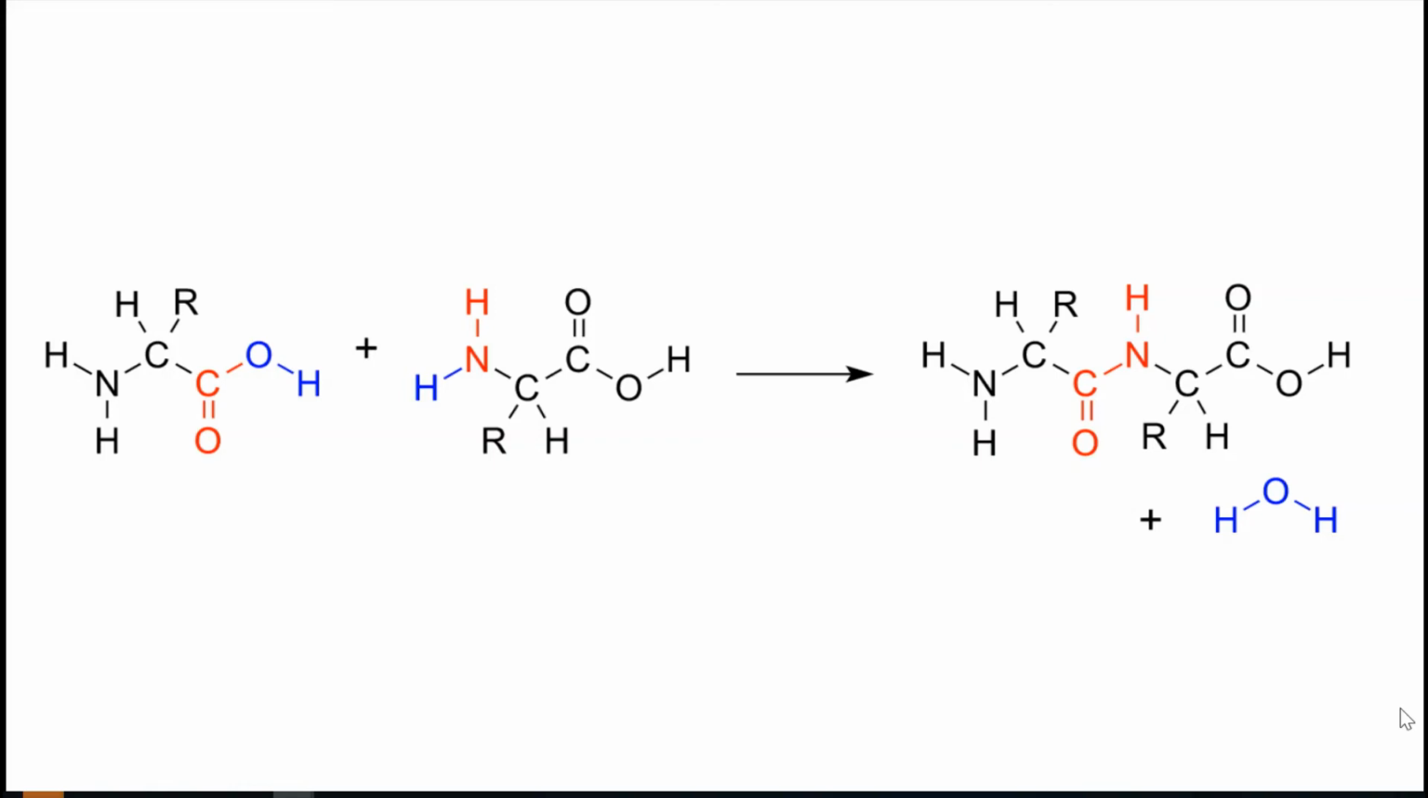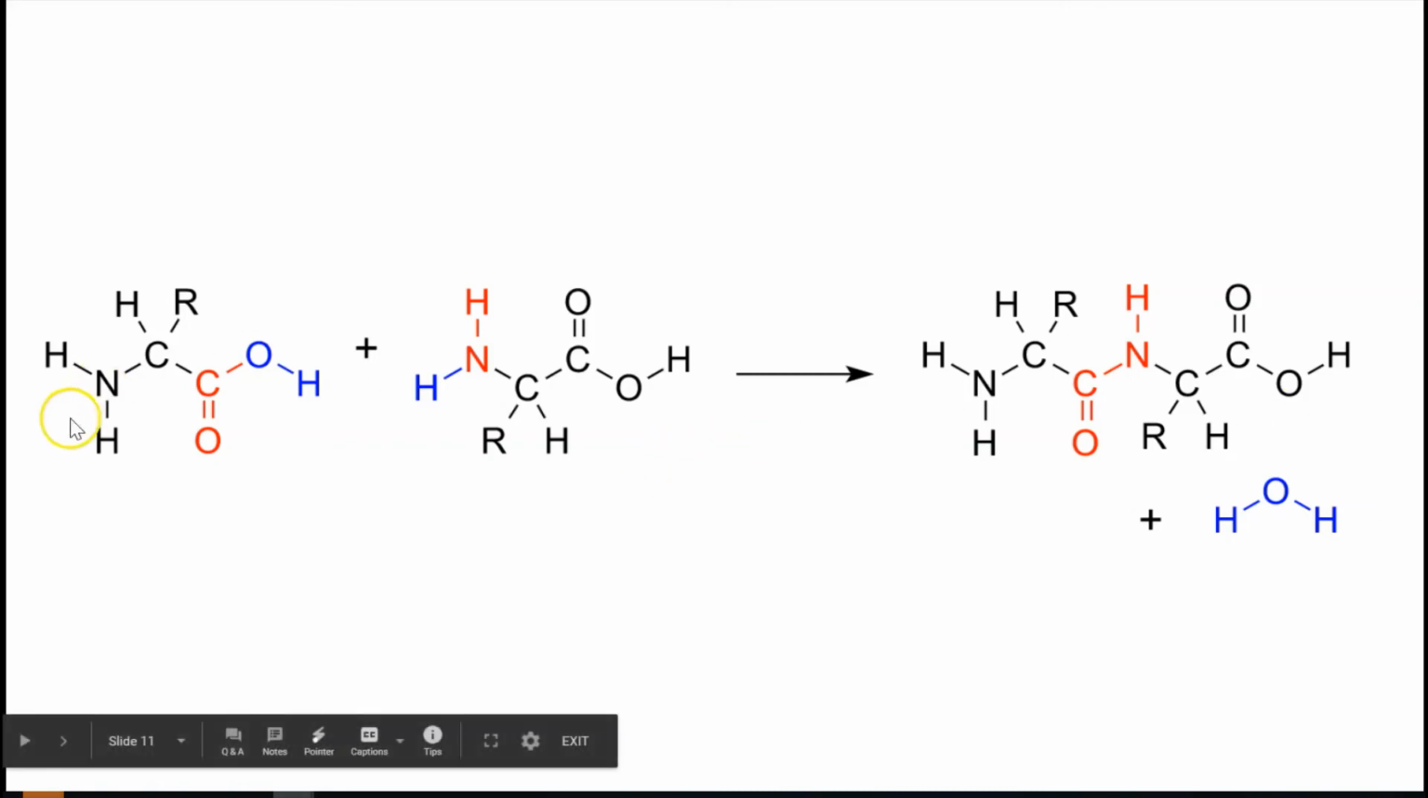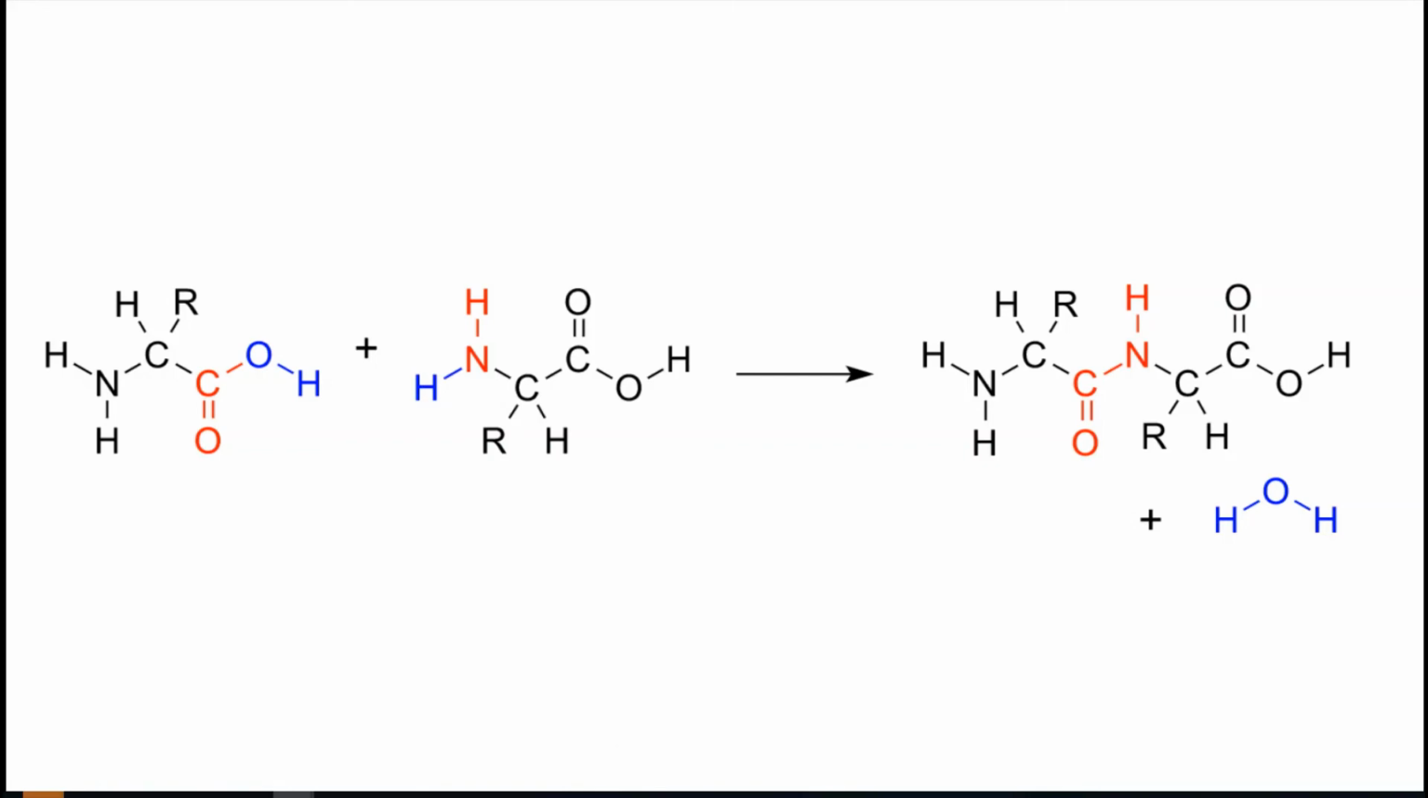What I want you to notice is, when we're talking about the two amino acids coming together, one side with the nitrogen, that's the amino side of the amino acid, and the other side in red, right over here, this is a carboxylic acid or a carboxyl group. So when you join amino acids together, the carboxyl end always joins to the amino end.